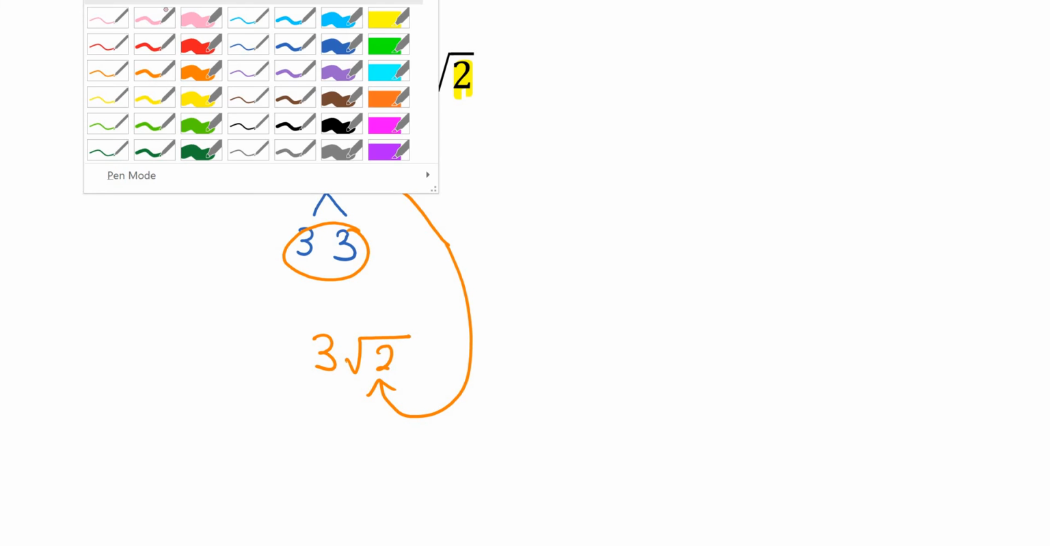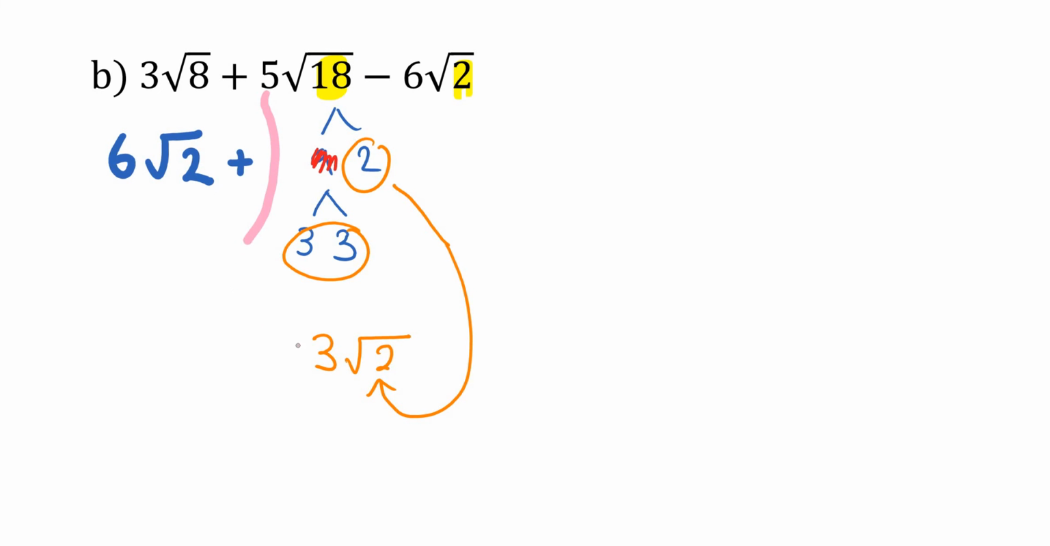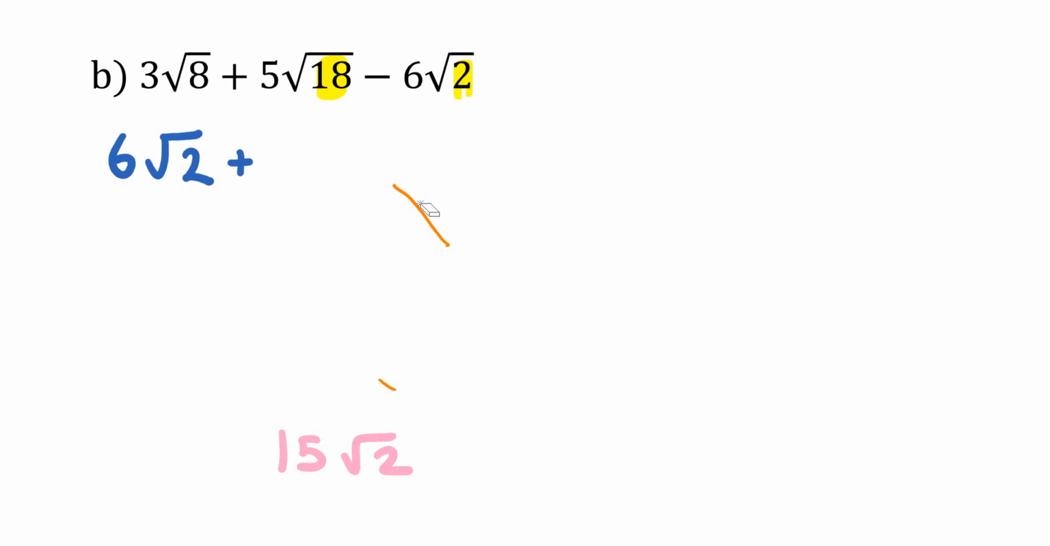And just like the previous question here, I do have a number on the outside here. So 5 times 3 is going to be 15. So that's going to be 15 root 2. Okay, let me go ahead and erase all this. And that's going to be plus 15 root 2, and then at the very end here, I can just copy down the 6 root 2 because I can't really break down the inside 2 any further.